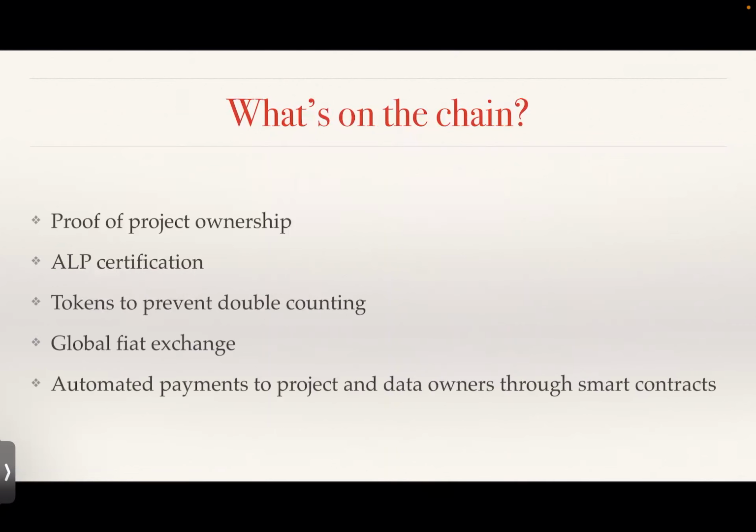Just to reiterate, what do we have on the blockchain? We have proof of project ownership. We have the additionality, leakage, and permanent certification. We have tokens to prevent double counting. You get that for free with blockchain, because obviously if somebody owns a token, nobody else can own it, so we can't sell it twice. We can get this global exchange of cryptocurrency to the local currency in that country. So people have the possibility of getting money in their own currency rather than in other currencies. And also automated payments that I already talked about.